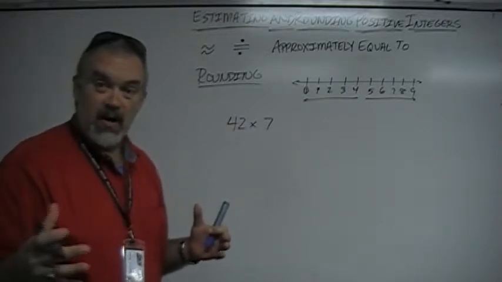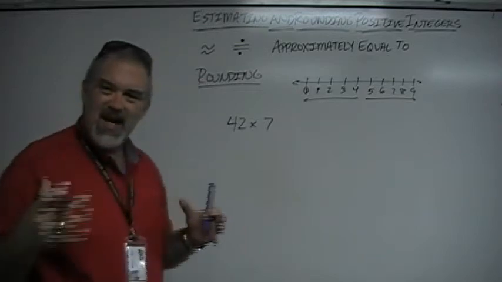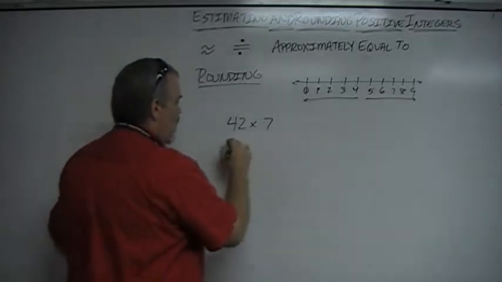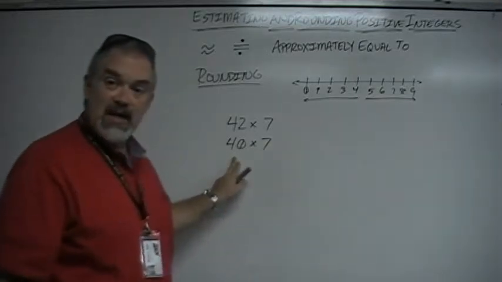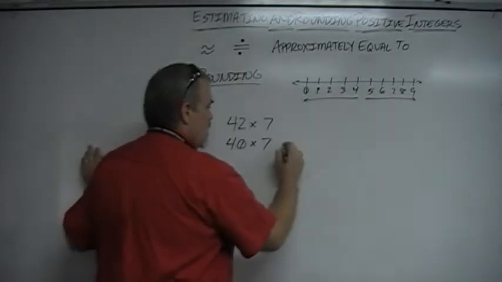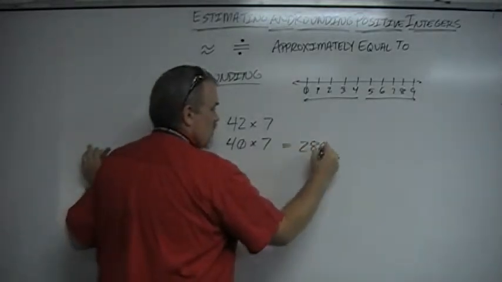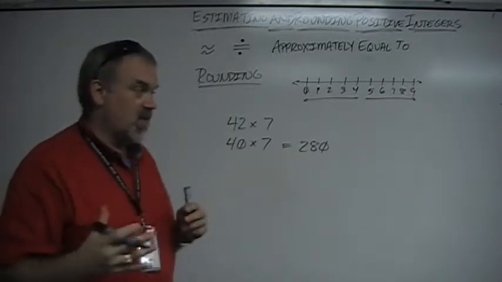But what's more important is we can round this number 42. What's it nearest to in tens? What's nearest to 40? And then that's pretty easy to multiply because 4 times 7 is 28. And we add a 0 and it becomes 280. That's not equal to 280, but it's pretty close. You can get some sort of an idea.